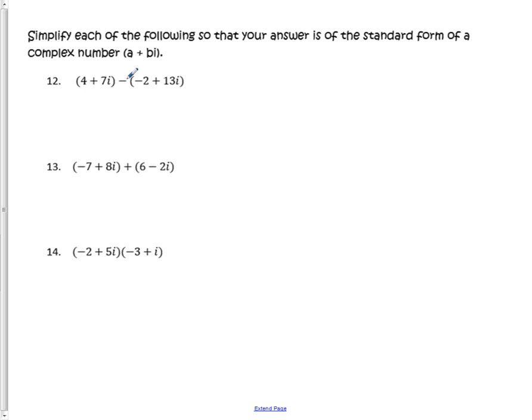So 4 minus a negative 2 ends up being 4 plus 2. Your real part is 6. 7i minus 13i is a negative 6i. And all of your answers, you always want them to be of the form a plus bi. Adding for number 13, negative 7 plus 6, you get negative 1. 8i plus negative 2i is a plus 6i, so that's going to be your final answer there.